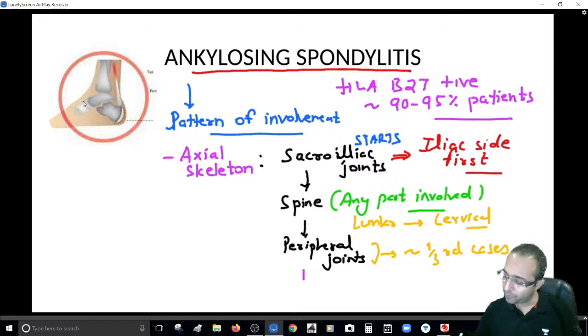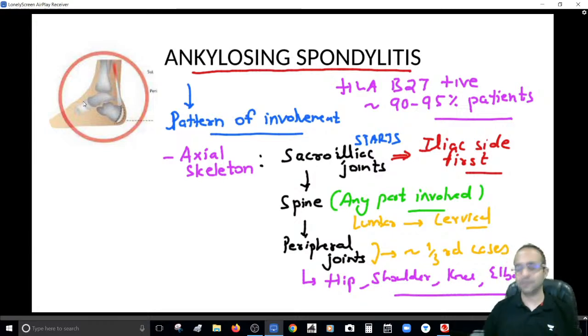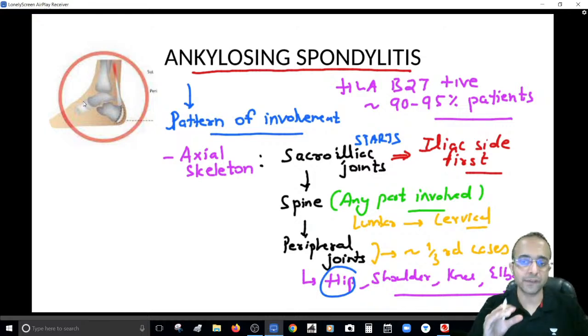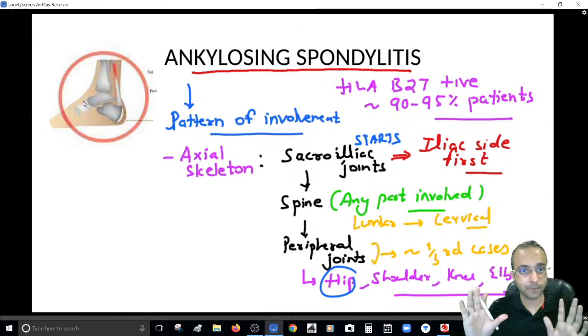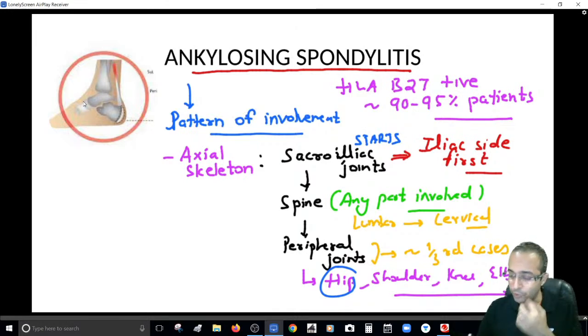And in the peripheral joints, hip, shoulder, knee, elbow, almost that is the sequence. So it's the hip that is frequently involved in ankylosing spondylitis if you talk of the peripheral joints, which can be involved in almost 1/3 of the cases. But 2/3 of cases would be limited to the axial skeleton, the sacroiliac joints and the spine. So that is the first point you need to know regarding the pattern of joint involvement.